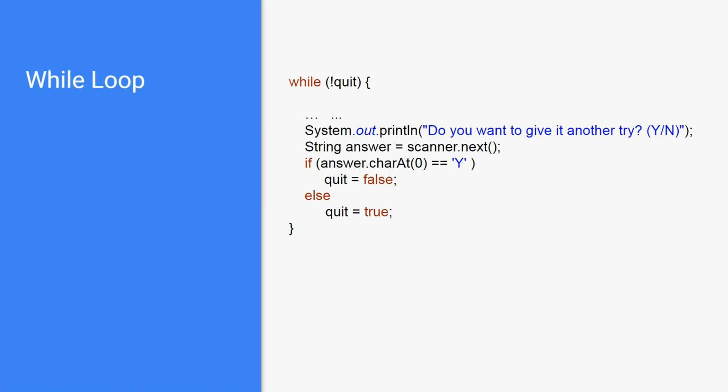This is the while loop I just introduced. After everything is done, the system gives a prompt asking if the user wants to keep playing. Then we get the answer from the user's keyboard, make the comparison accordingly, and evaluate this variable quit. This variable is our while loop condition.